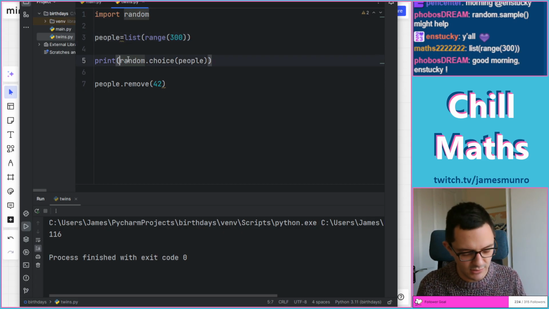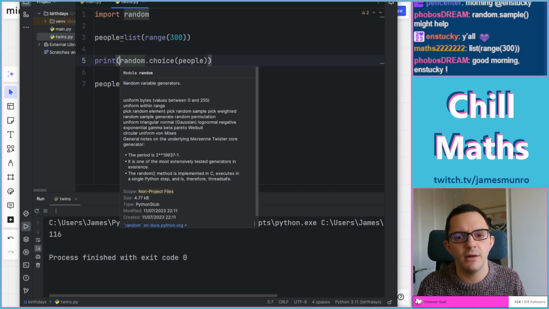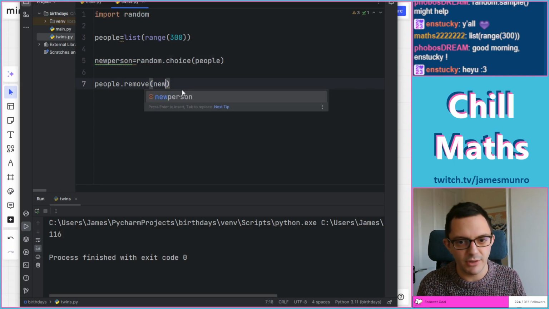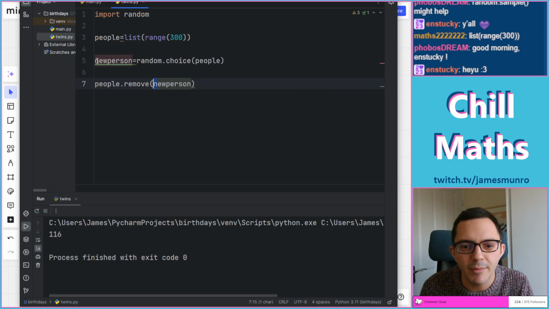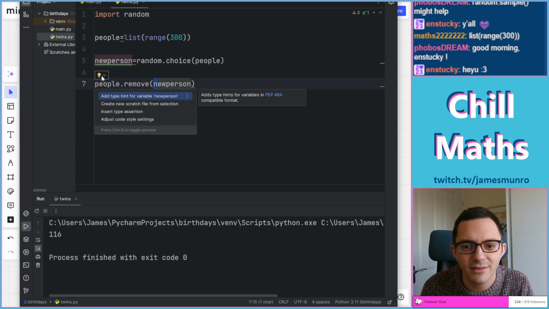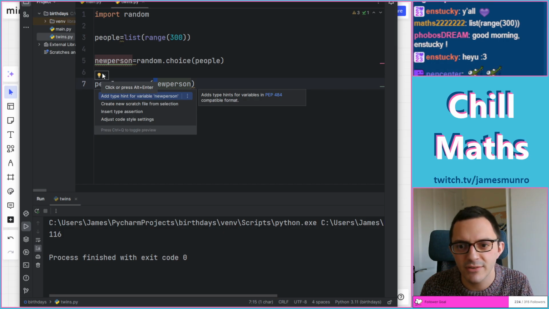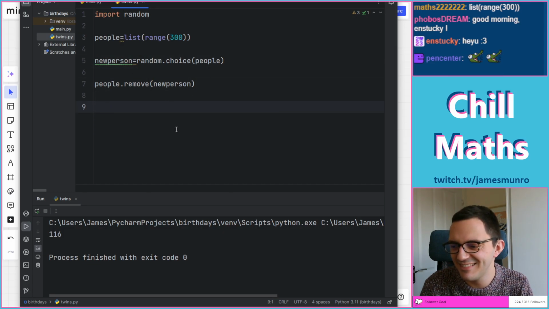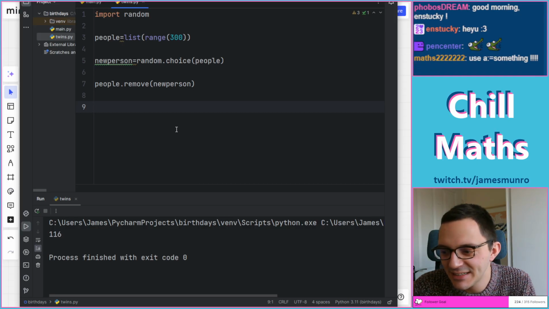Okay, so this is like my new person. I want to remove the new person. It's not very happy with this. What's the green squiggle mean? Oh, it can't be bothered. Good. Here we go. This is perfect. We've popped someone off the list at random.